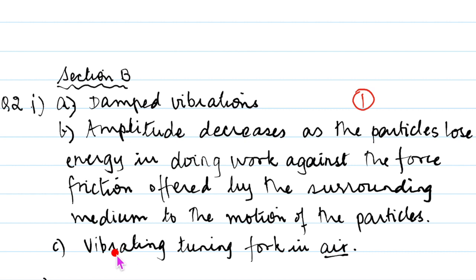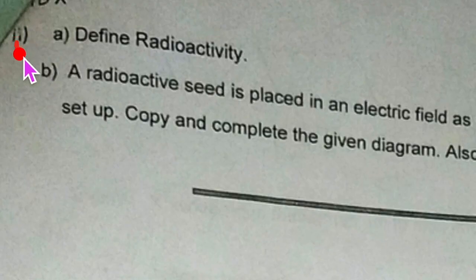Give one example. You can write a vibrating tuning fork in air. Remember, it's important that you mention it is air or vacuum. Okay, so this is 1 mark here and this is 1 mark here, and that's your 3 marks for question 2, first part. Your second part of question 2 is definition of radioactivity.